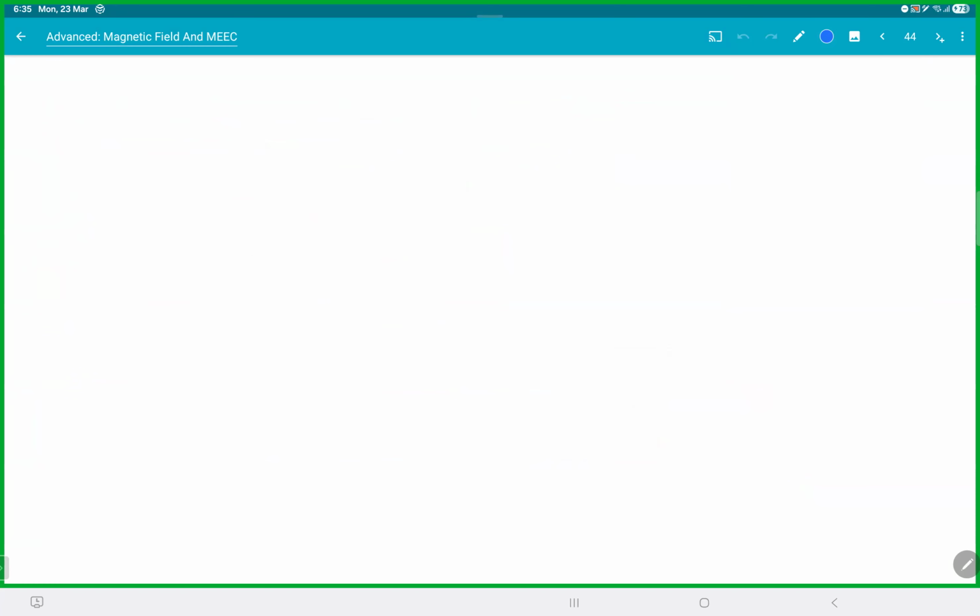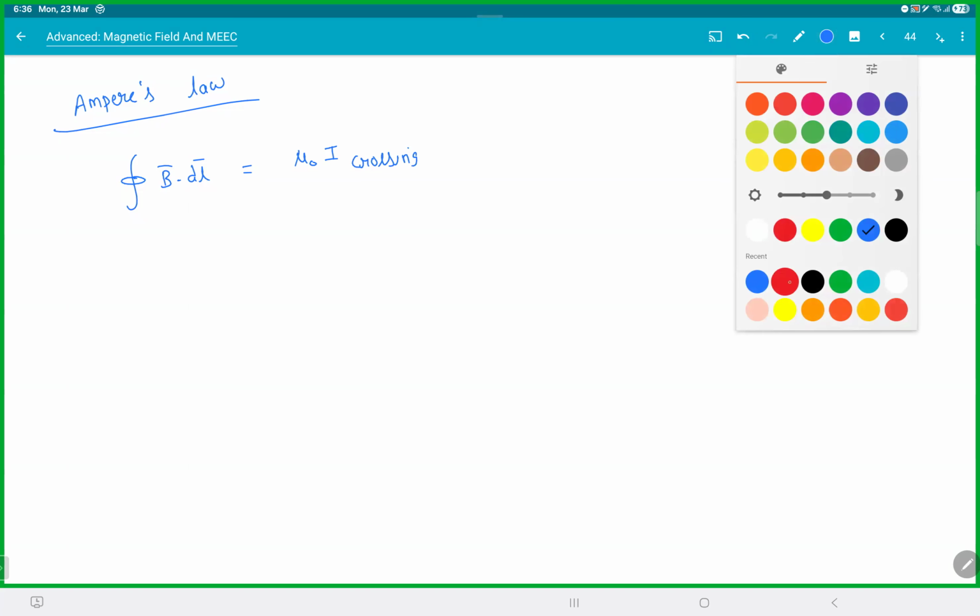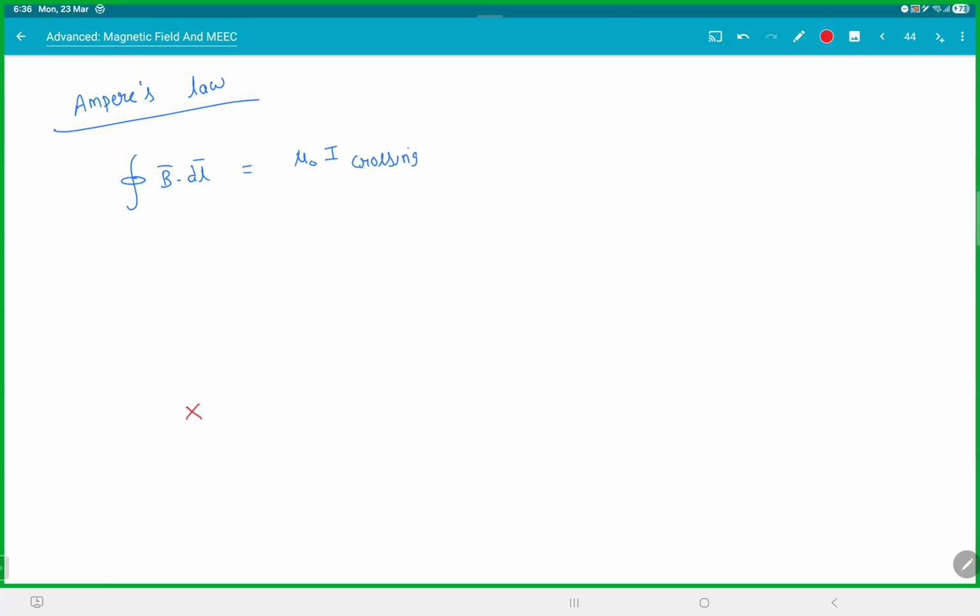So that is one. And next thing, Ampere's law. Now, we know this formula: integral B dot dl is equal to mu naught I crossing. But if you have gone through the class notes, I have given you a more general formula. What if it is not a closed loop? This derivation is important. So let's say we got a wire.